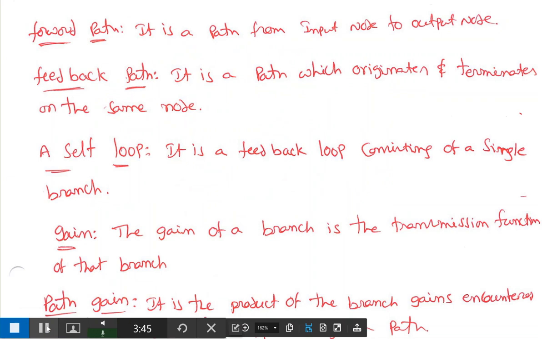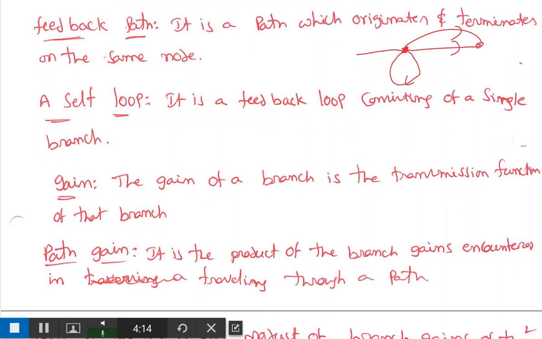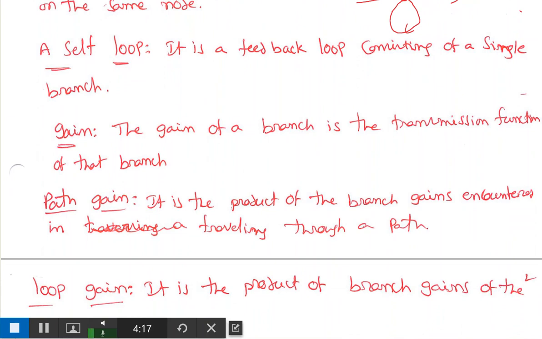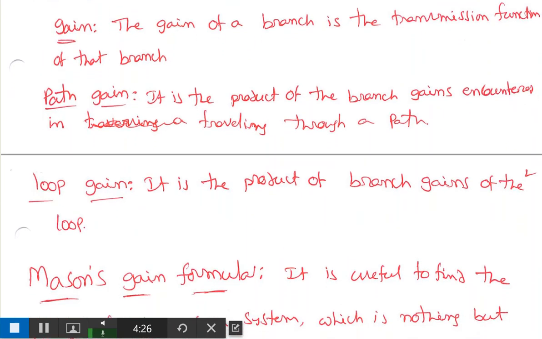Next one is self loop. It is a feedback loop consisting of a single branch. A self loop starts from the same node and ends at the same node. So this is a self loop, with only one branch. Gain: the gain of a branch is the transmission function of the branch. Path gain is the product of the branch gains encountered in traveling through a path. Loop gain is the product of branch gains of the loop.